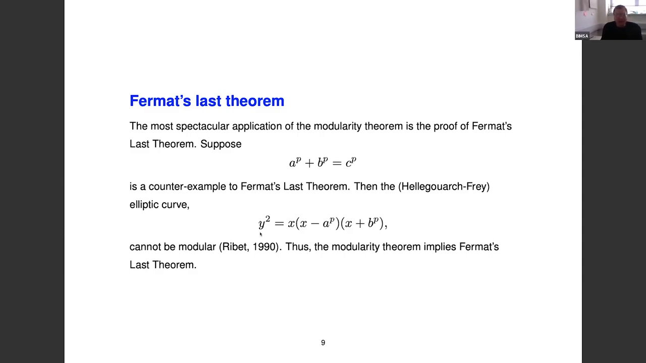Then let's introduce the following elliptic curve. So a and b are precisely this a and b. All right, so let's introduce the following elliptic curve. Then it was realized long before Wiles proved his modularity theorem, proved by Ribet in 1990, that this curve is not modular. It can't be modular. If a, b, and c satisfy this equation, then this curve cannot be modular. But the modularity theorem says that every elliptic curve with integer coefficients is modular. So this is a contradiction, and it proves that there are no such integers, right? So it follows from the modularity theorem straight away. Okay.